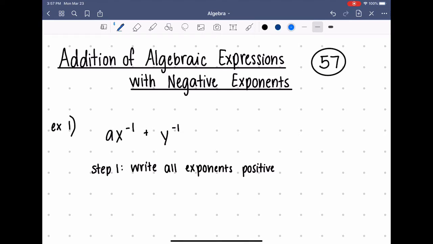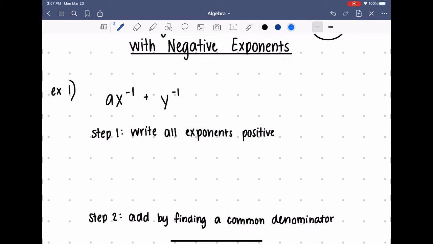They say to add ax to the negative 1 plus y to the negative 1 and write the answer with all exponents positive. So we can't really add this yet. I can't just turn this into ax to the negative 1, y to the negative 1. That would be completely illegal, not allowed at all. We can't add things together if they don't have the same exact variables. This one has an a and an x, and this one has y, so they cannot be added together.